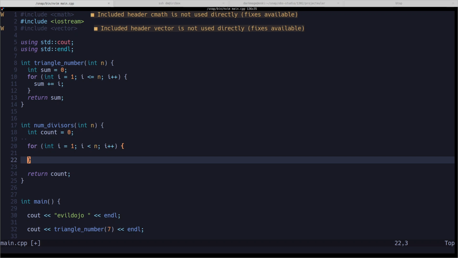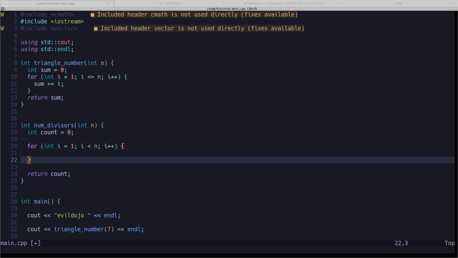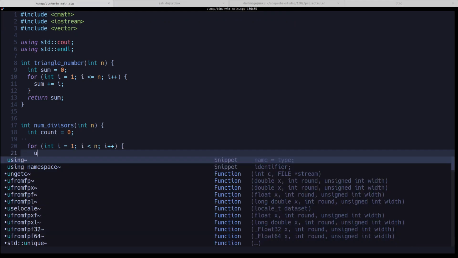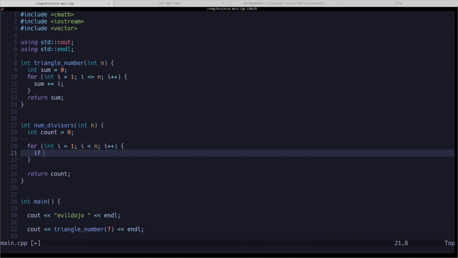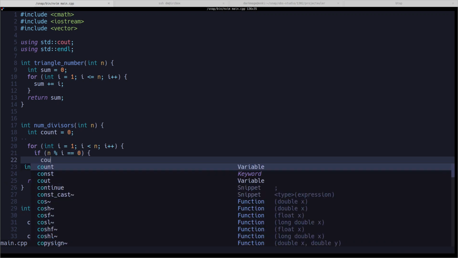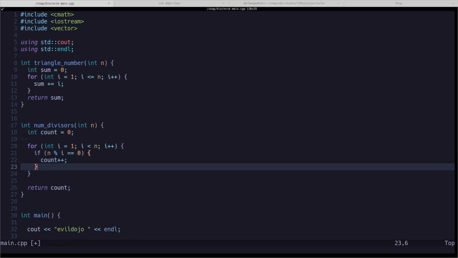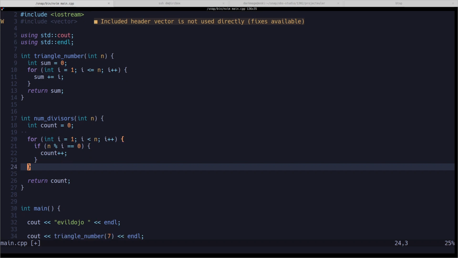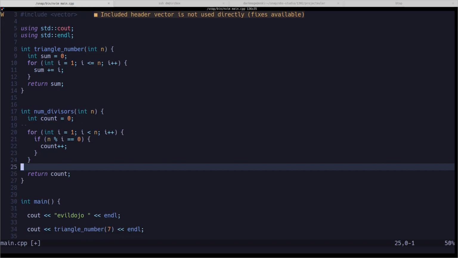For int i equals 1, i is less than n, i plus plus. If n mod i is exactly equal to 0, count plus plus. And by the end, we should have the number of divisors that go into the number.